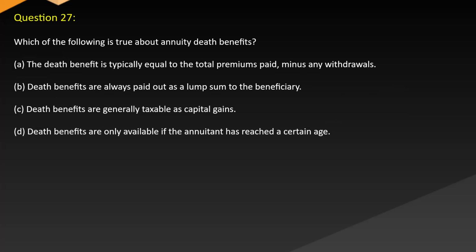Question 27. Which of the following is true about annuity death benefits? A. The death benefit is typically equal to the total premiums paid minus any withdrawals. B. Death benefits are always paid out as a lump sum to the beneficiary. C. Death benefits are generally taxable as capital gains. D. Death benefits are only available if the annuitant has reached a certain age.